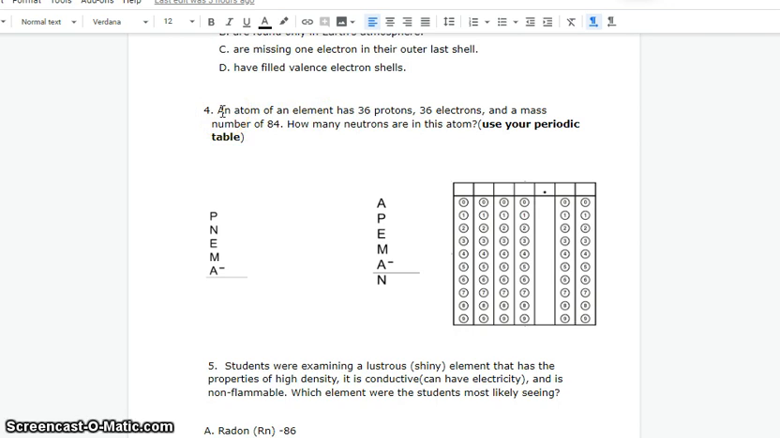Number 4. An atom of the element has 36 protons, 36 electrons, and a mass number of 84. How many neutrons are in this atom? So use your periodic table to find this atom, fill out the Bohr model or Lewis dot diagram, figure out how many neutrons, and bubble it in.